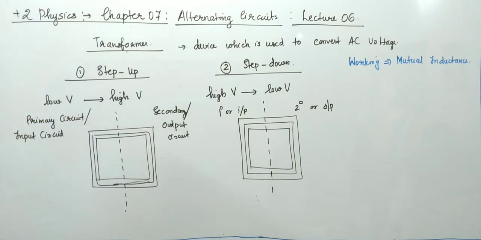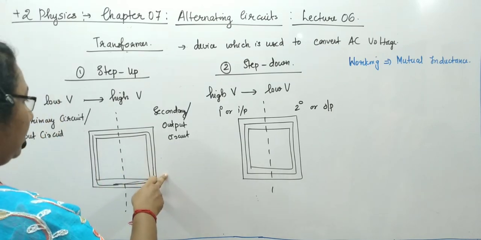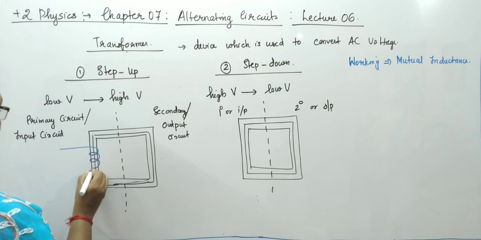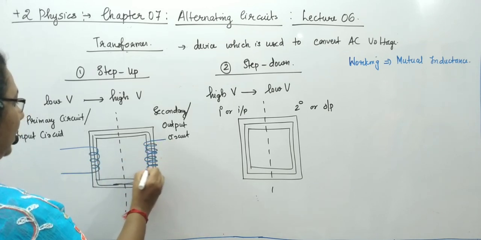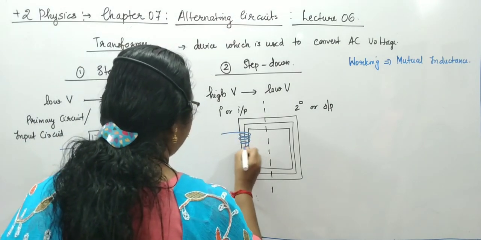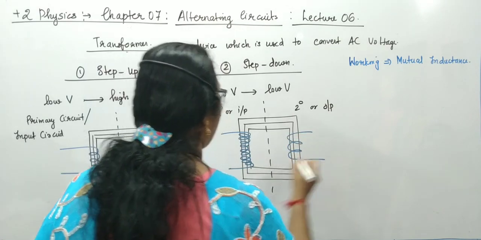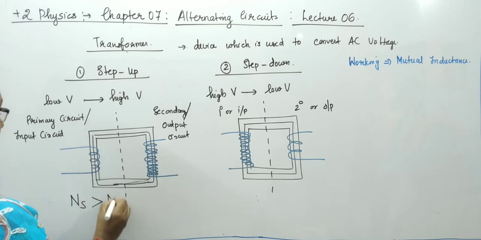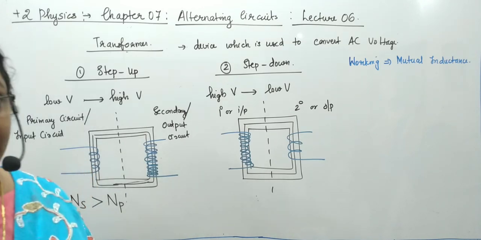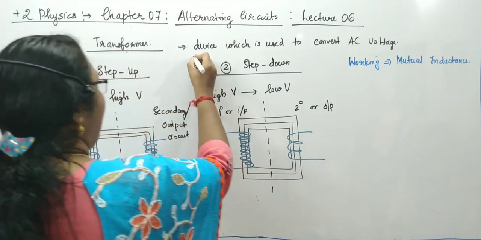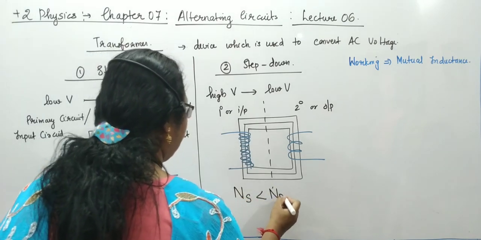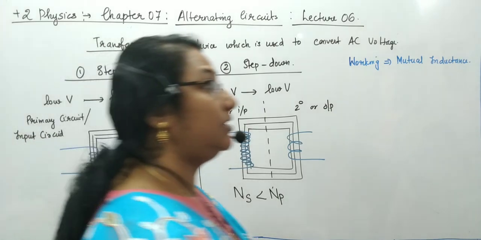Now, in both step up and step down, the primary and secondary circuits contain copper coils wound. In step up, we can see the copper coils are wound like this. And in step down, we can see the copper coils are wound like this. What is the speciality? In step up, the number of turns in secondary is greater than the number of turns in primary. And in a step down transformer, the number of turns in secondary is less than the number of turns in primary. So what is the speciality of this number of turns?